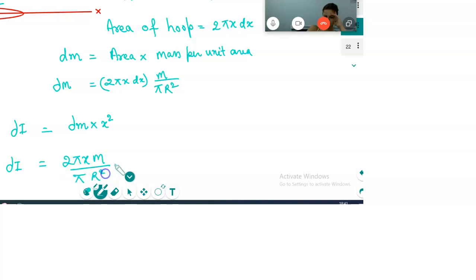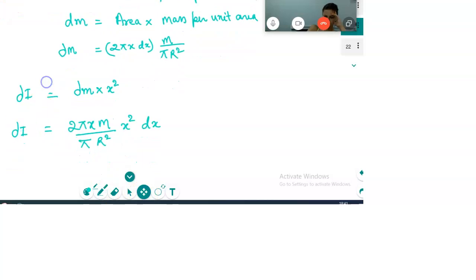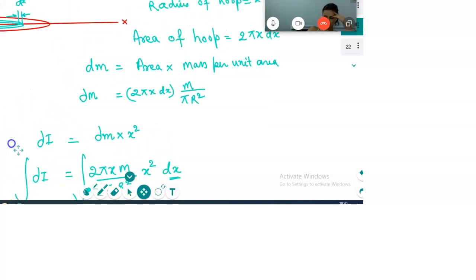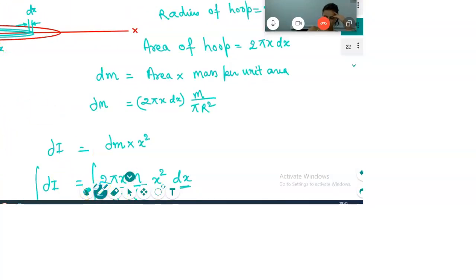You divide by πr². Just see whether anything is missed or not. x² dx, 2πx and πr². Correct? Now you know that we have to just integrate it. Now here x is the variable. What is the x value? How will you take the x value so that all strips should come?